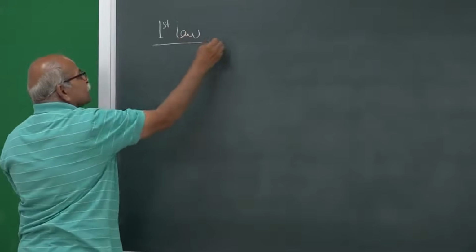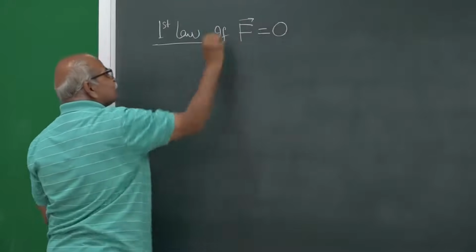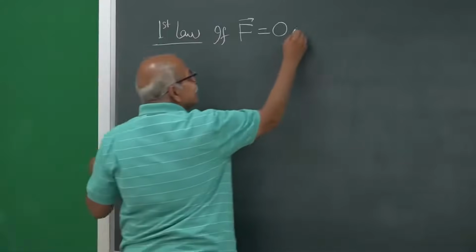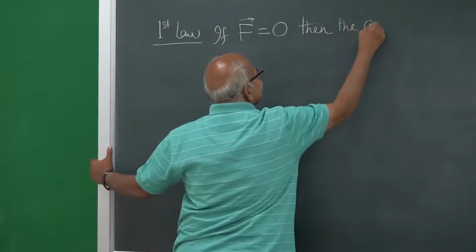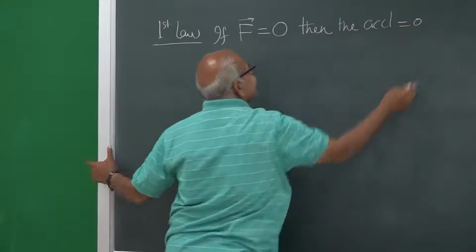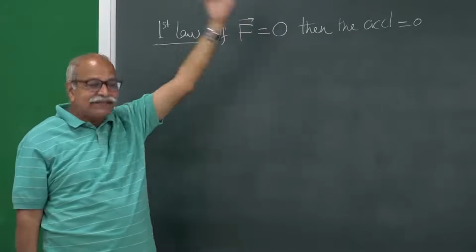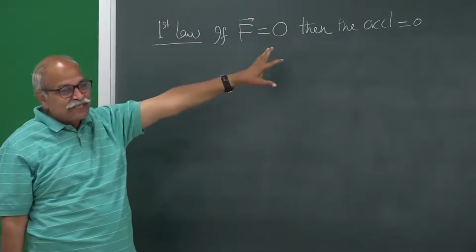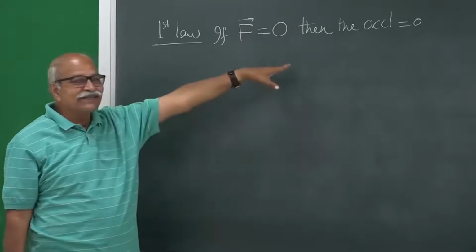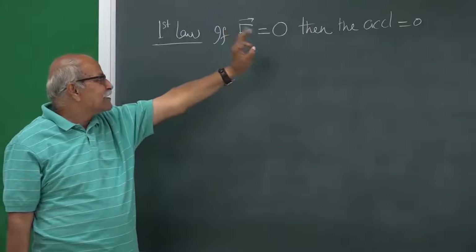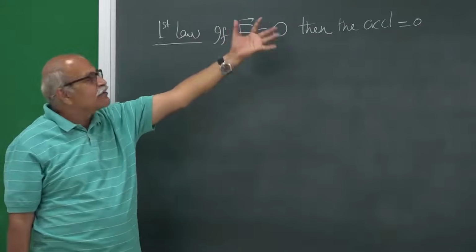that if the force on a particle is 0, then the acceleration of the particle is 0. Essentially this is it in a nutshell, because if it is at rest and remains at rest, that means acceleration is 0, or if it moves with a constant velocity, in the same direction at the same speed, that also means acceleration 0. So, if the total force on the particle is 0, then the acceleration should be 0, and vice versa also.